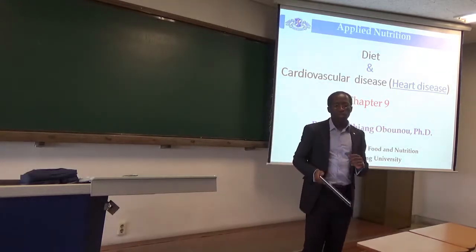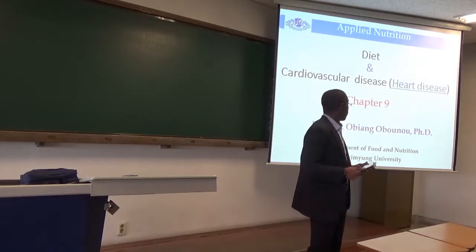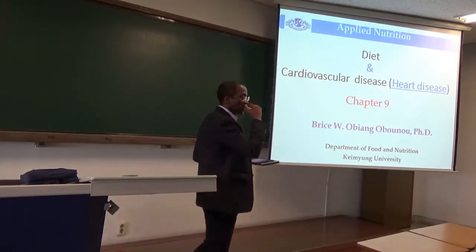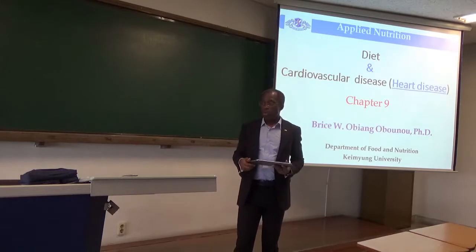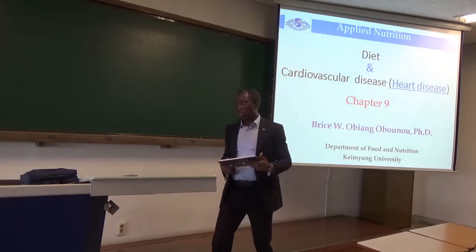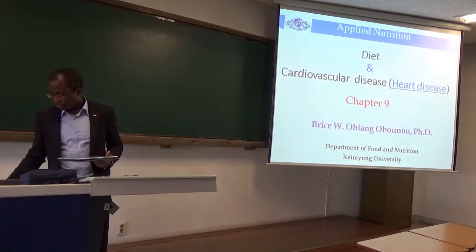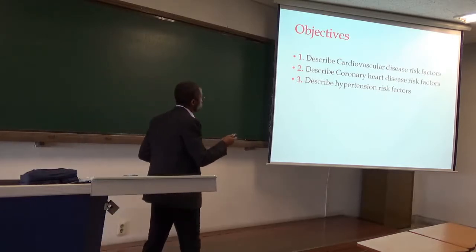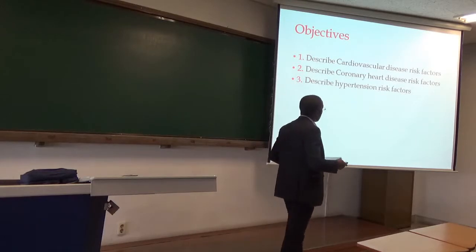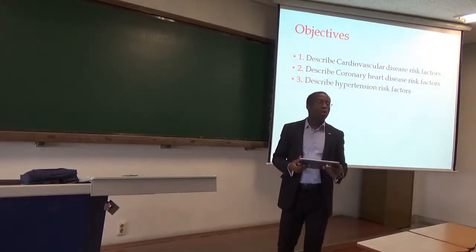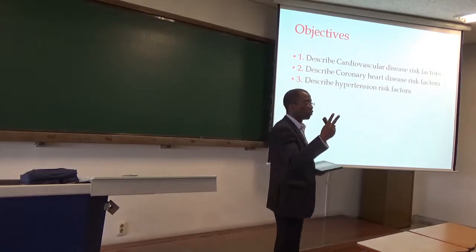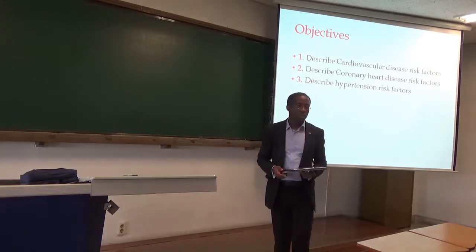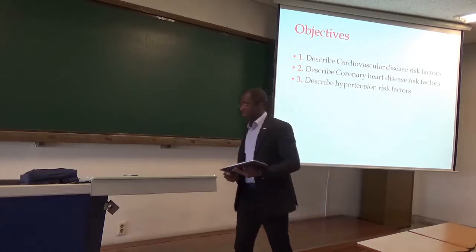But today we do chapter 9 on diet and cardiovascular disease. All right, so you have this PPT since last week, right? So we'll be talking about cardiovascular disease and cardiovascular disease risk factors. So this is what we'll be looking at. We'll describe what cardiovascular disease risk factors are. Among the risk factors, we'll be looking at two: coronary heart disease and hypertension, or high blood pressure.